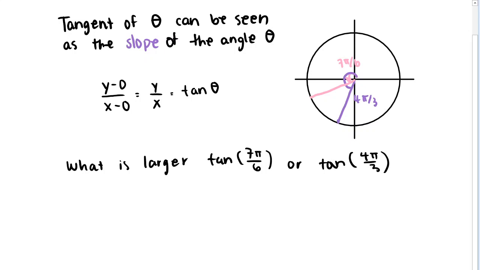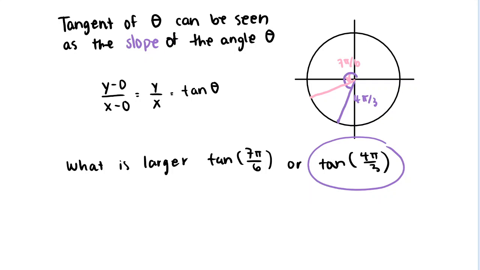And if tangent is the slope of our angle, well, which one has the larger slope? Which one has a steeper angle? Well, it's this 4 pi over 3, right? Without even computing tangent of 4 pi over 3, I know right away that it's a larger value than tangent of 7 pi over 6.